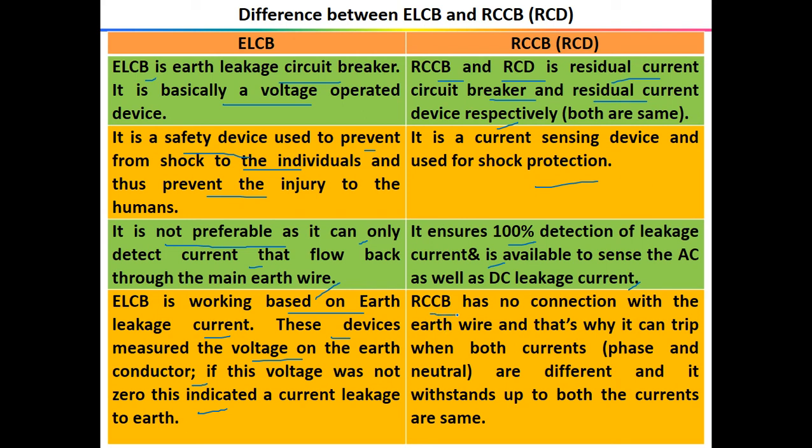In the case of an RCCB, it has no connection with the earth wire. That is why it can trip when the phase and neutral currents are different, and it stays on as long as both currents are the same. So these are the fundamental differences between ELCB and RCCB, and you will find that nowadays ELCBs are not used in new types of devices. We prefer the RCCBs and RCDs, which are more effective than ELCBs and are used a lot instead of ELCBs nowadays. So this is all about the differences between ELCB and RCCB.